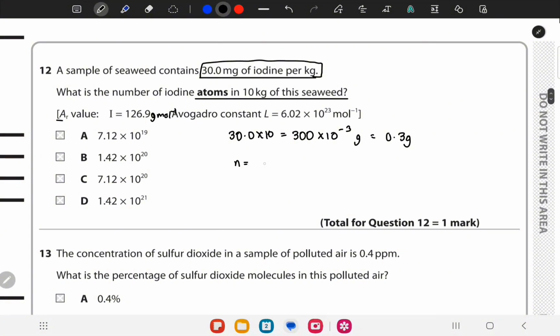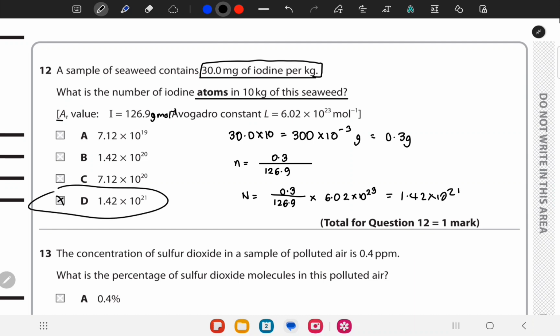So the number of moles of iodine in this case will be 0.3 by 126.9, and the number of atoms will be that multiplied by the Avogadro constant. If we calculate that, it will come out to be 1.42 into 10 to the power 21, or this answer over here.